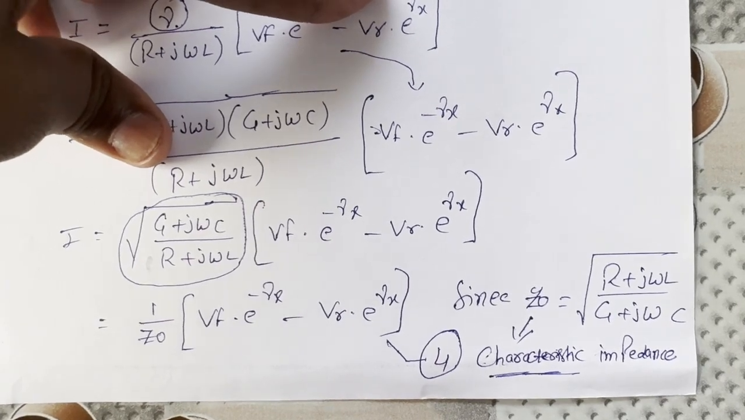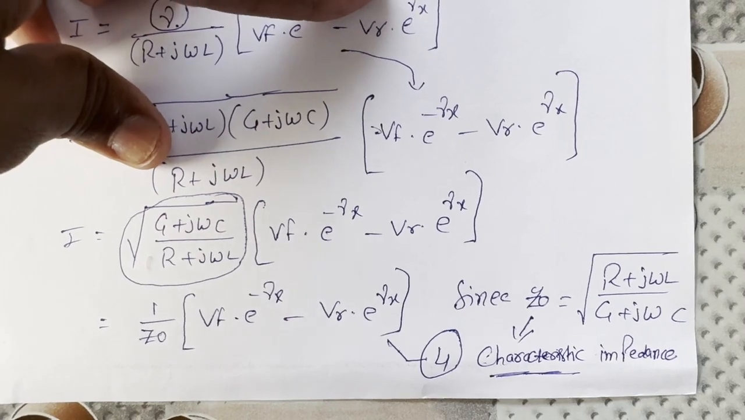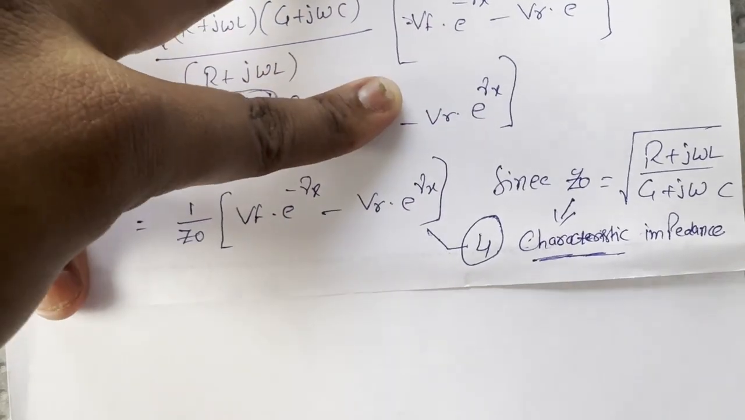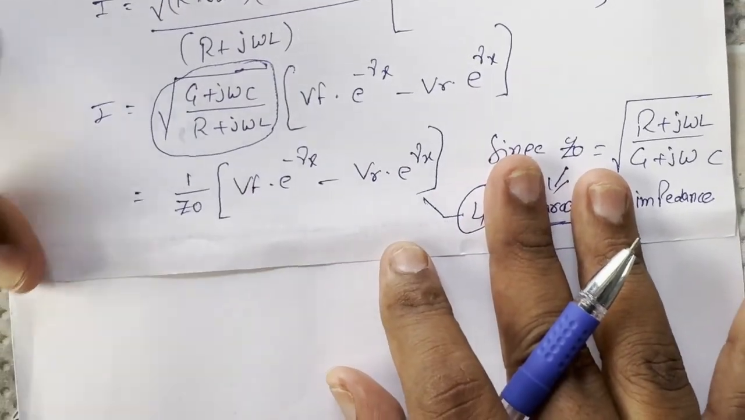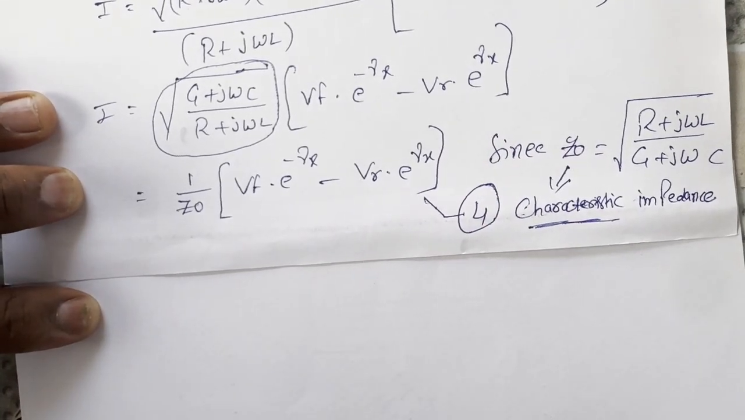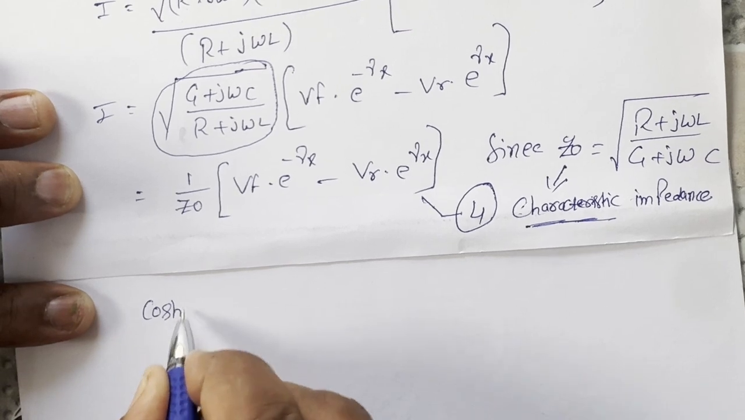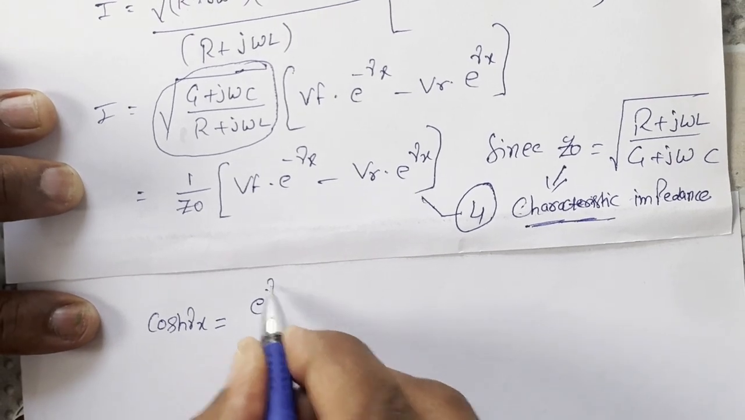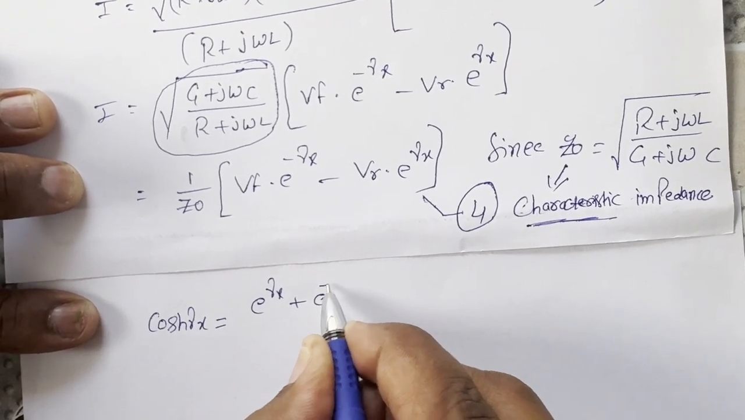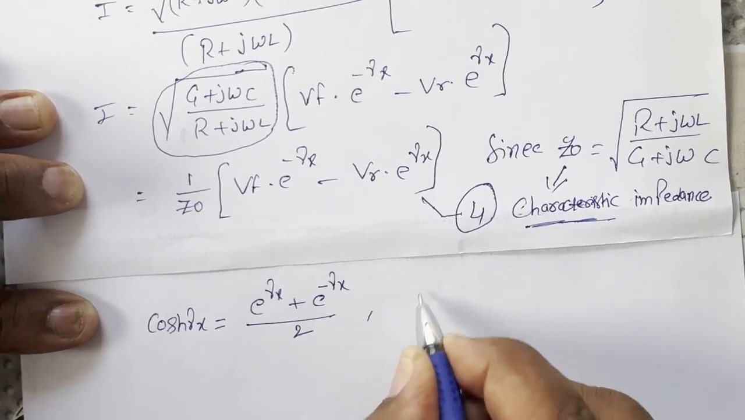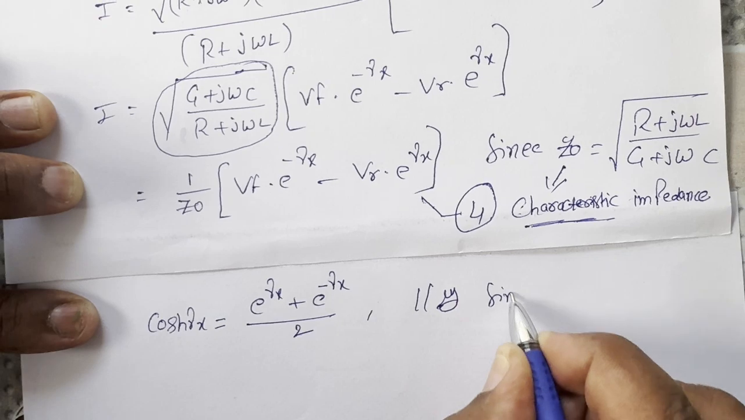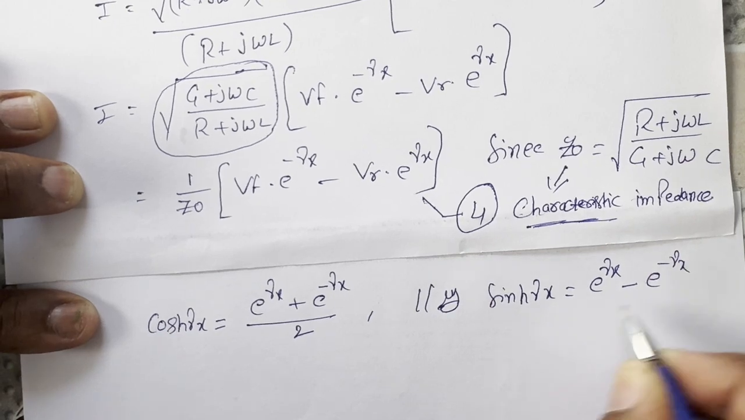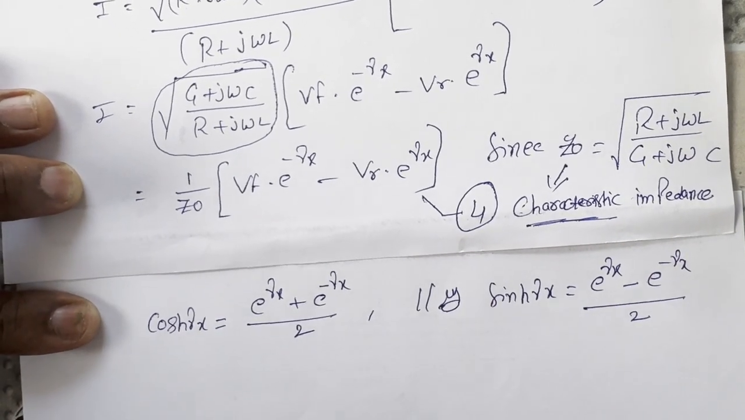Now I am making some substitutions for this, simply from the hyperbolics. From the hyperbolics we have small substitutions, that is cosh gamma x equal to (e power gamma x plus e power minus gamma x) by 2. Similarly sinh gamma x equal to (e power gamma x minus e power minus gamma x) by 2. Those are the 2 substitutions.